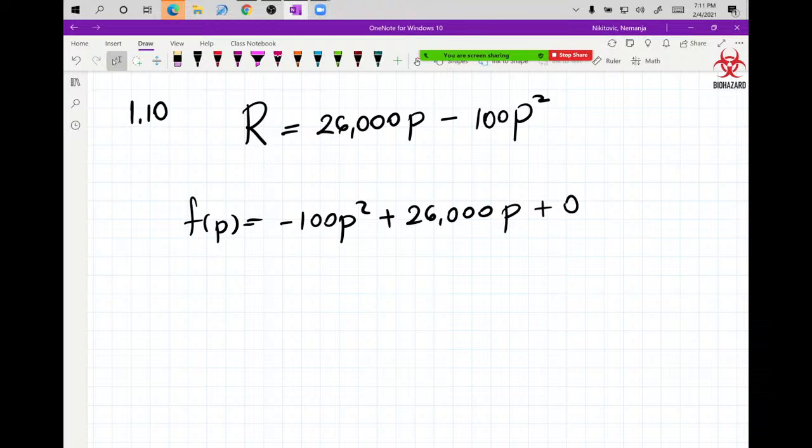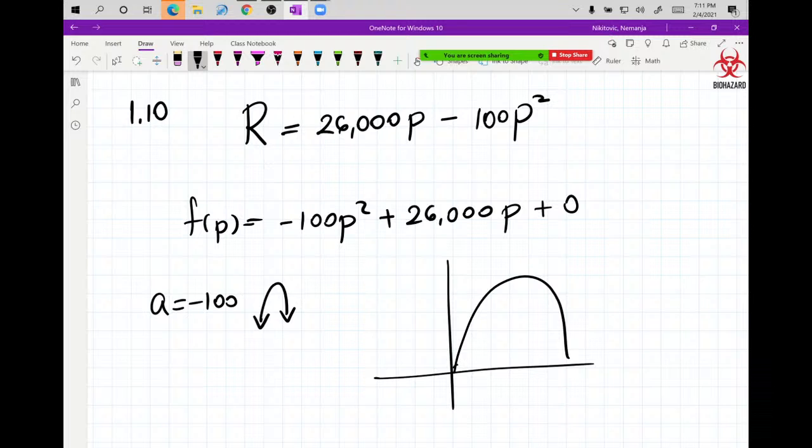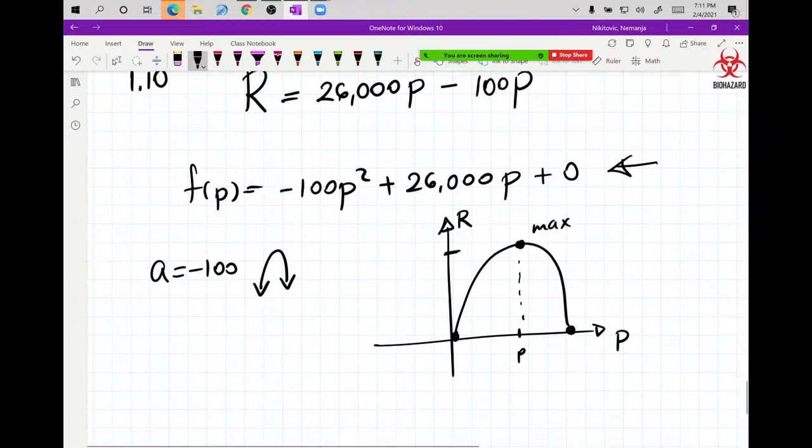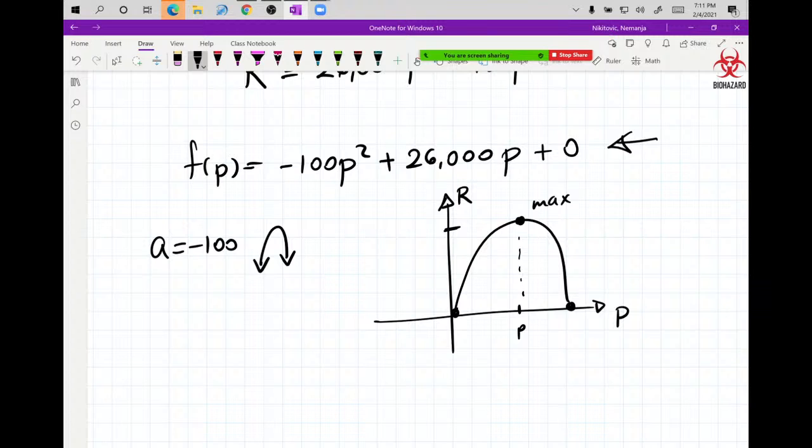Now, what did we learn? We learned that A is equal to negative 100. It means it opens downward. Well, we knew that because I did have this graph for everybody that time. And I said that this is going to be your price, and this is going to be your revenue. So the company makes the most money in revenue right there at the maximum of this function. But that happens for a particular price P. So by simply figuring out the x coordinate of the function, you actually get the price.